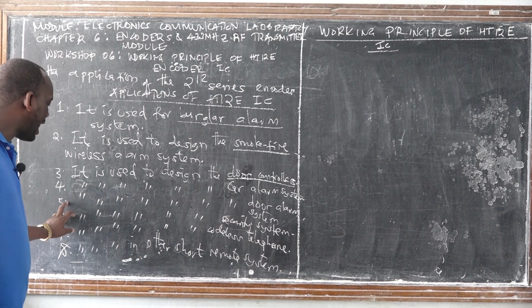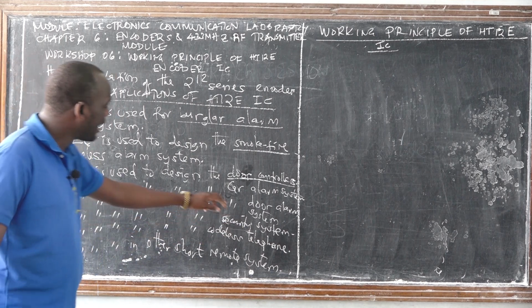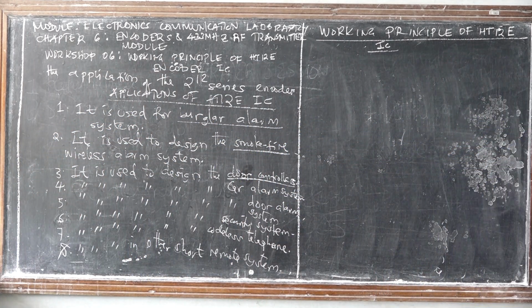And then we have the fifth application. This one is used to design what? The car door alarm system. Say the car door alarm system. So in some of the modern cars, in case the driver wants to engage the gear and start moving, but he or she has forgotten to close the door, an alarm will be given out.